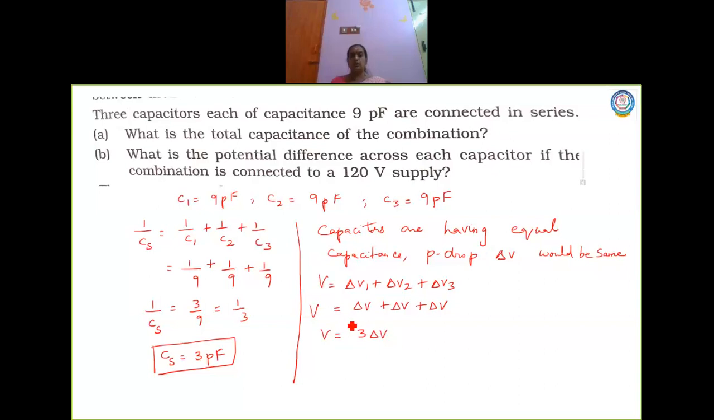But I want the potential difference across each capacitor, which is del V, right? So del V is equal to V by 3. So what is V? V value is given as 120 volt, divided by 3, which is equal to 40 volt. So the potential difference across each capacitor is 40 volt. Okay ma, it's a very easy problem.